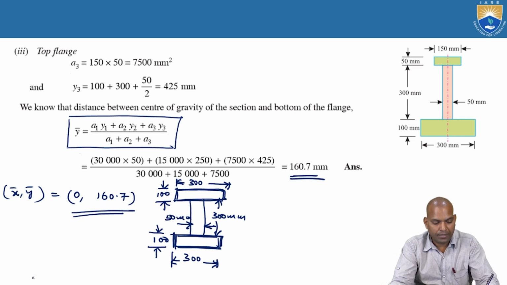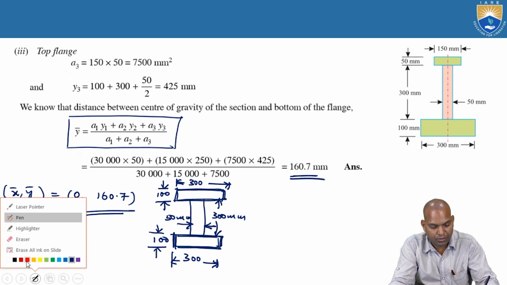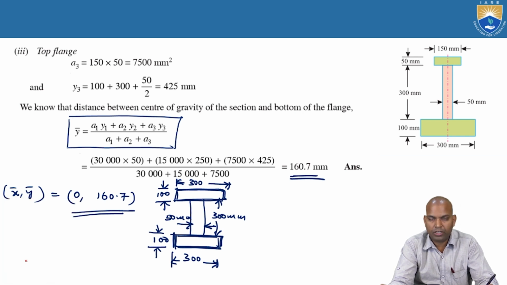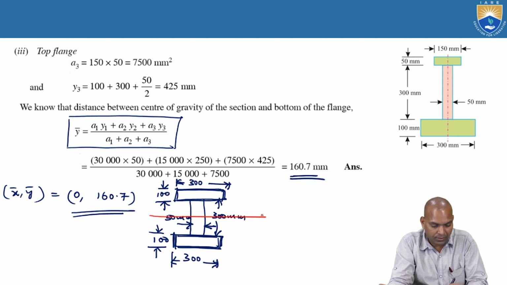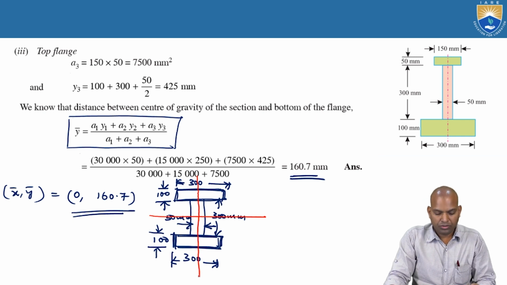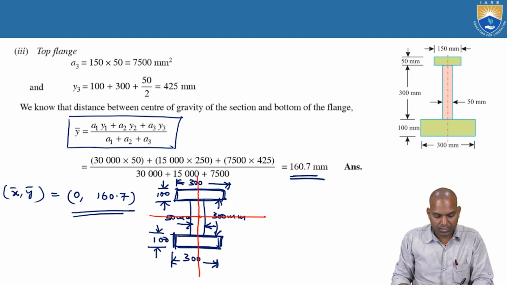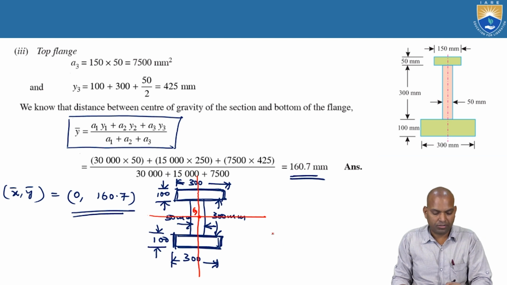It is symmetrical about both horizontal and vertical axis. It is symmetrical about horizontal and also symmetrical about vertical. Now this reference axis, it is symmetrical about both the axes. What about the CG, the centroid, the location of the centroid?